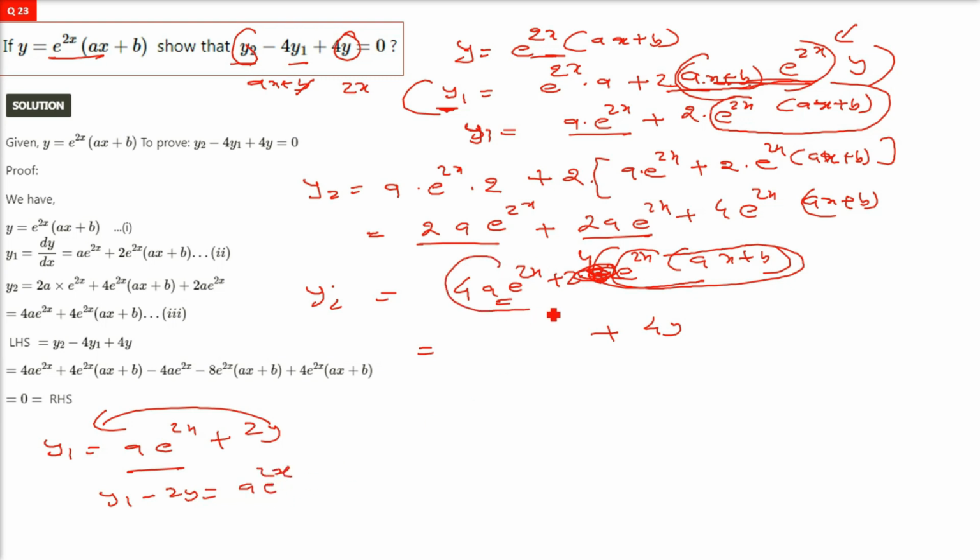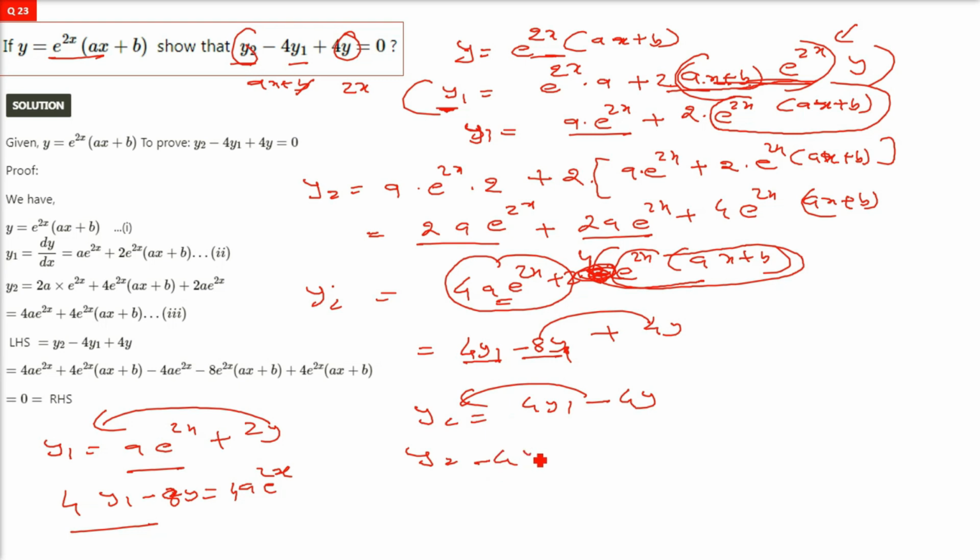What do we have here? 4 into a into e raised to 2x, that is 4 into whatever is on the left-hand side from this equation we got. So it will be 4y1 minus 8y. So y2 will be equal to 4y1, we already have it, and minus 8y plus 4y is minus 4y. So 4y1 minus 4y we got. Now take everything on the left, so we have y2 minus 4y1 plus 4y equals 0. This is your final equation.